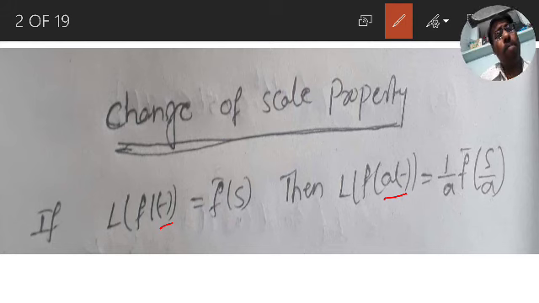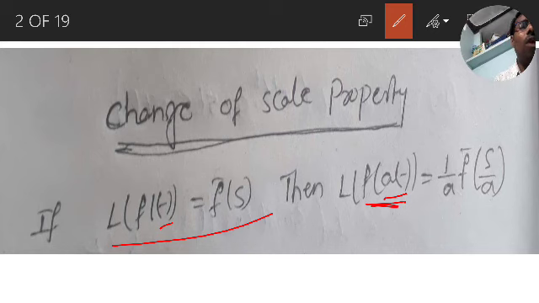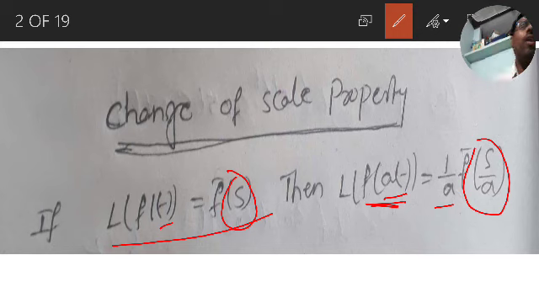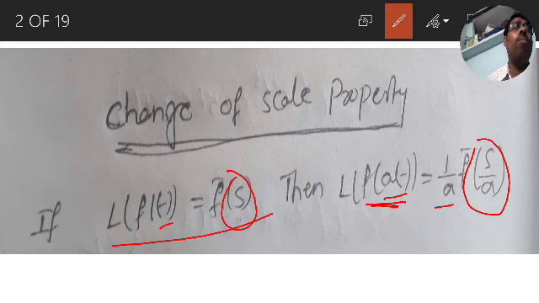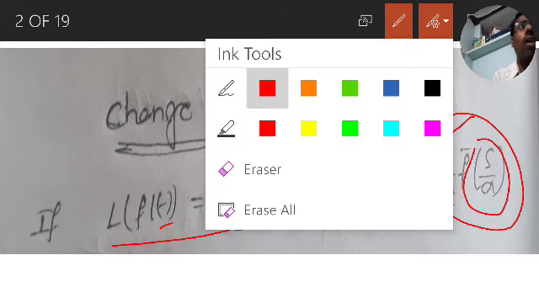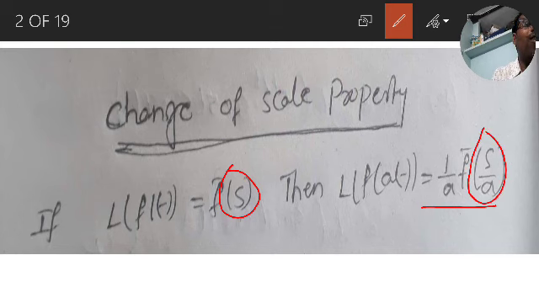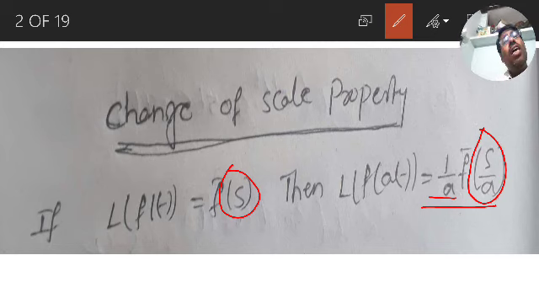So remember what the property says: if L of f of t is equal to f bar of s, then L of f of a t is 1 by a into f bar of s by a. So in place of s we are writing s by a. In place of s we have to write s by a, multiplied by the constant 1 by a, that is 1 by a into f bar of s by a. So very simple property, change of scale property.